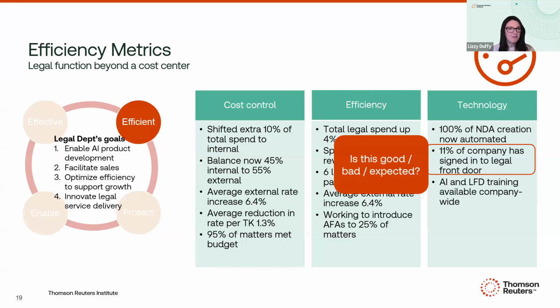Then 11% of the company has signed into Legal Front Door. Is that a good level of adoption? I'll be honest, when I first saw that number, I thought that probably feels quite low. So again, we want the context of what we were expecting. Did that meet, exceed, or come below our target, and in what period?